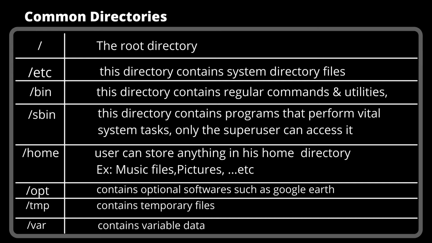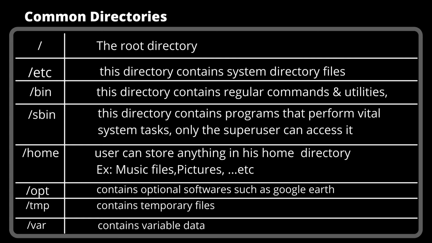Bin contains regular commands and utilities such as pwd and cd command. We'll talk more about it later on in this video. Sbin directory contains programs that perform vital system tasks such as network management, disk partitioning. Only the super user can access the Sbin directory. Regular users cannot. Home directory, it's basically assigned to every user on your computer. The user can store anything in his home directory such as music, documents, pictures.